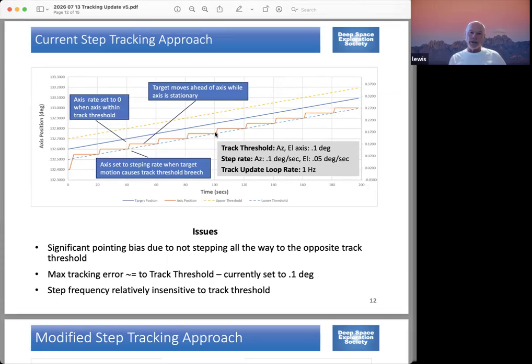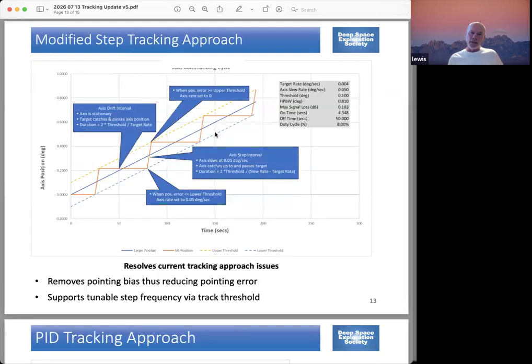And we're trying to minimize the update rate because when we turn off from the step, it fires the brakes and stops the mount. And there's a certain amount of wear and tear on the brakes and the mount from that. So the two basic problems we have with it is it has a bias, and we can't set the update frequency based on the threshold. So we can go on to the modified step tracking.